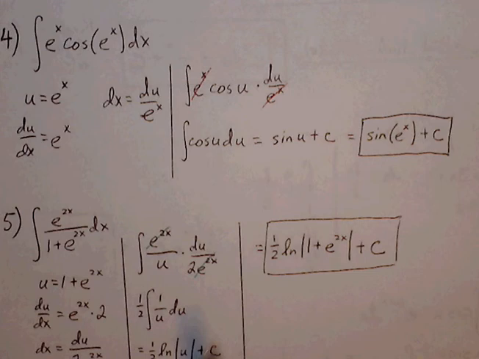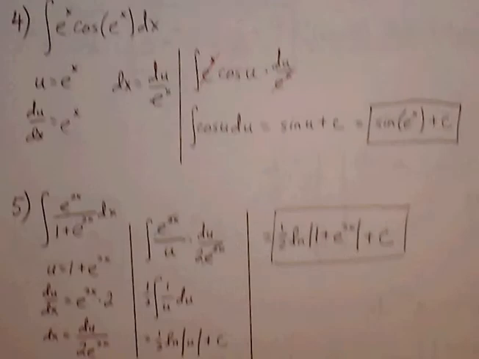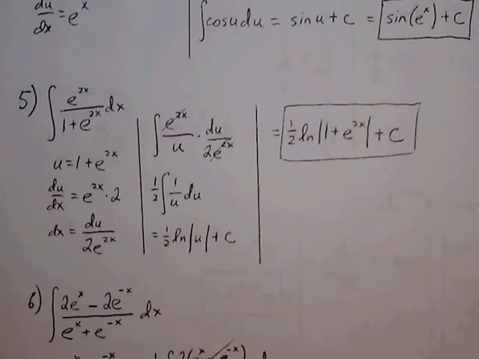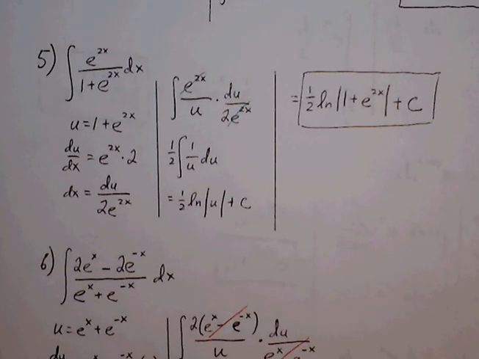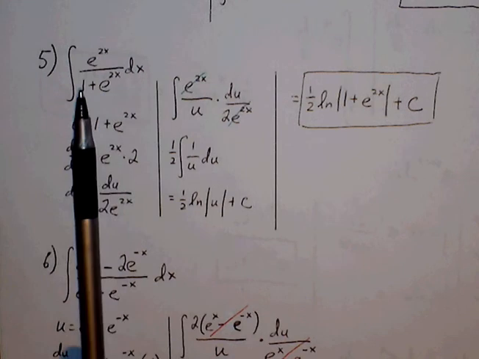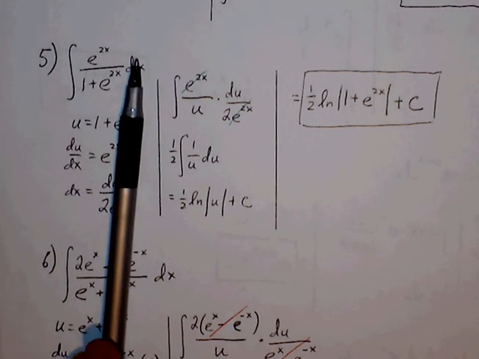All right, number 5. The integral of e to the 2x over 1 plus e to the 2x. So we can't split this up into individual terms. We look to see if maybe the denominator will be the entire u value. So let's try that. u is equal to 1 plus e to the 2x.